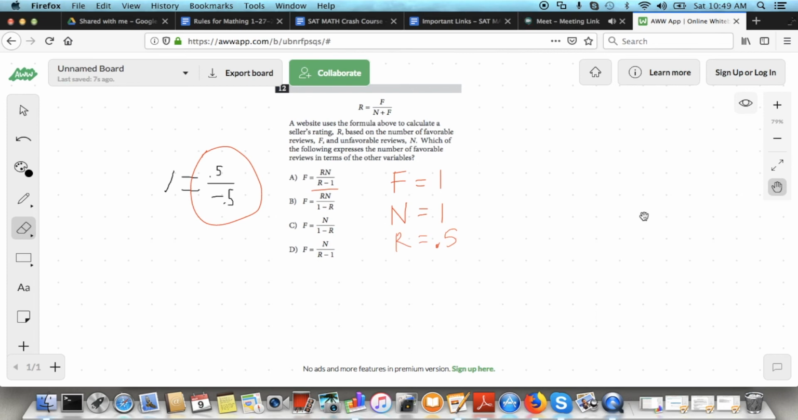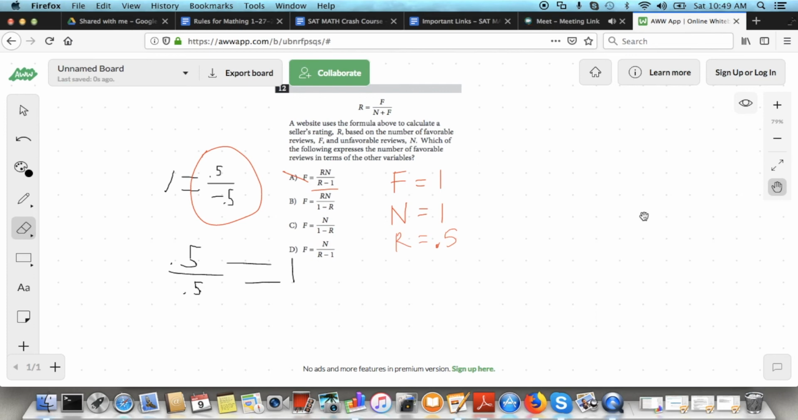All right. Does that equal 1? It equals negative 1. So it's not answer choice A. Don't worry about it. Plug it into B. Okay, rn is still 0.5. That's good. And 1 minus 0.5, which is 0.5. And that equals 1. So answer choice B is looking pretty good, right, Owen?